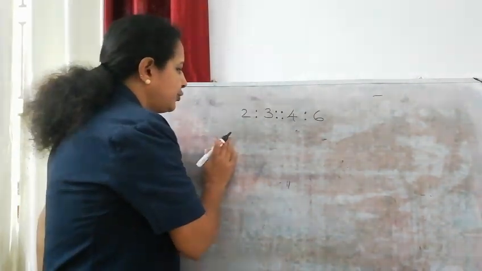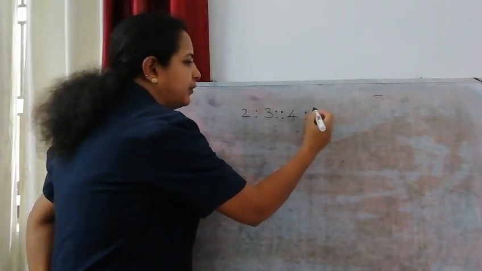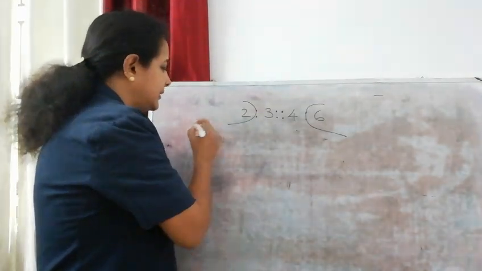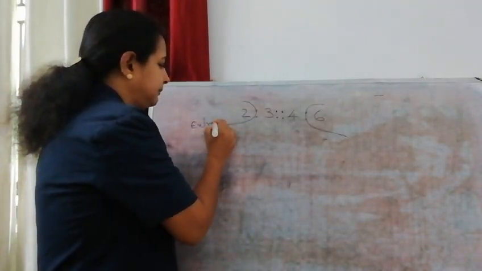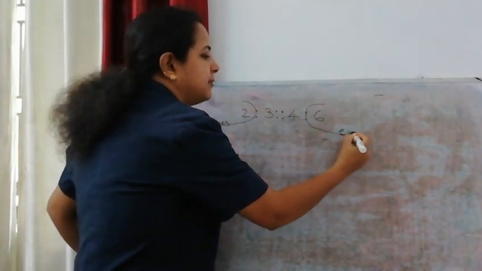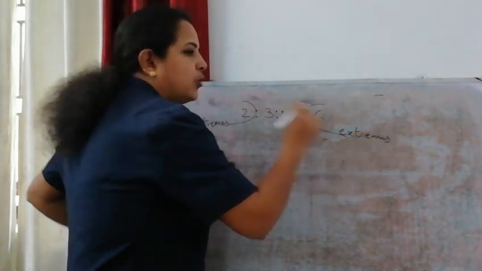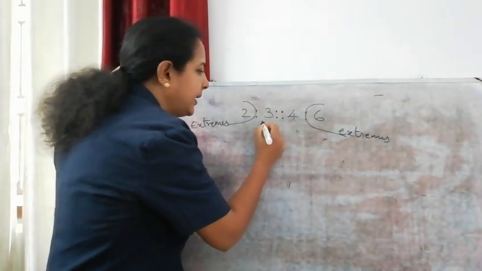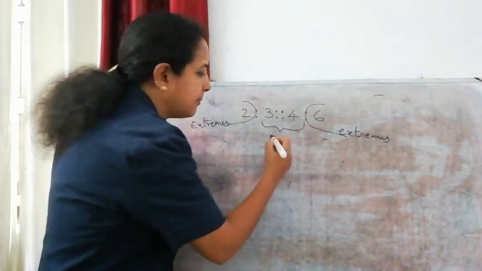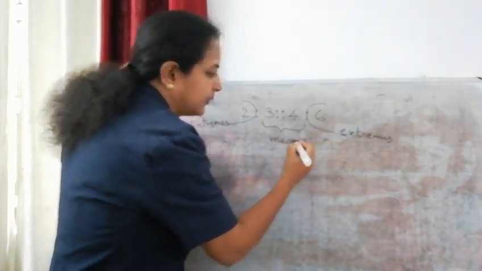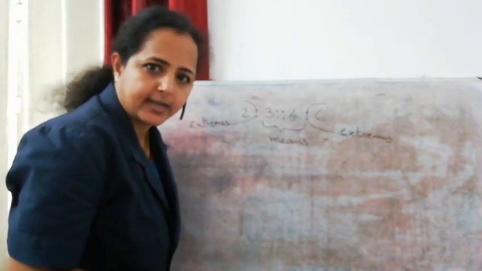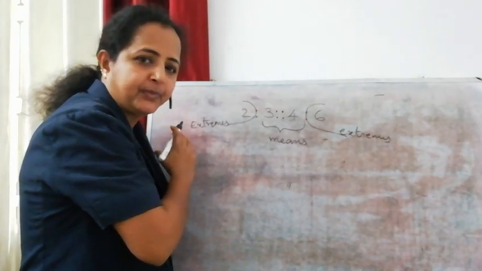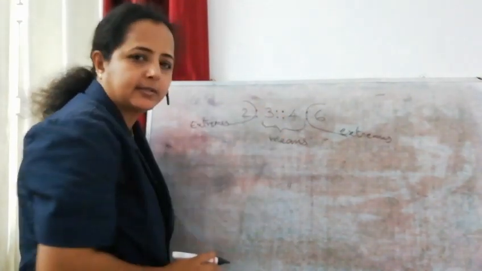Then the numbers at the extreme ends, here one number, here one number, we call extremes. These are the extreme numbers, that means the numbers at both ends, the first and the fourth numbers. Then the middle two numbers we call means. Understood what are means and what are extremes? Extremes are the last number and first number in the proportion, and the means are the middle two numbers.